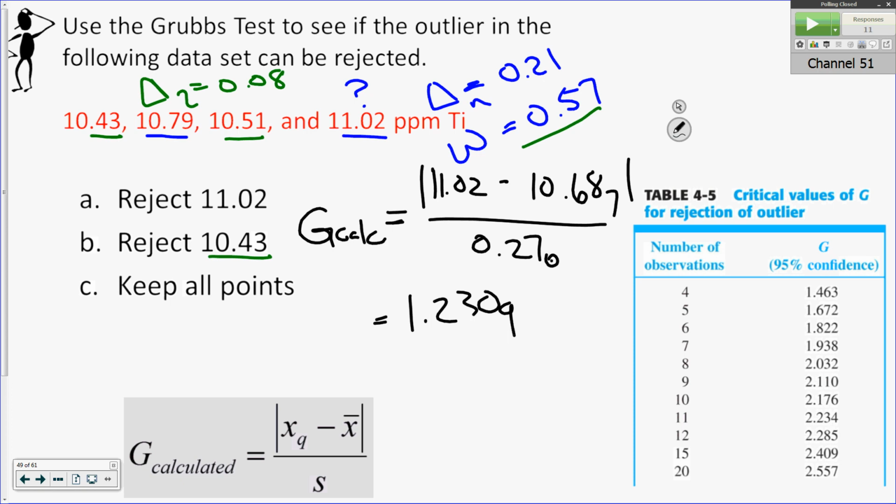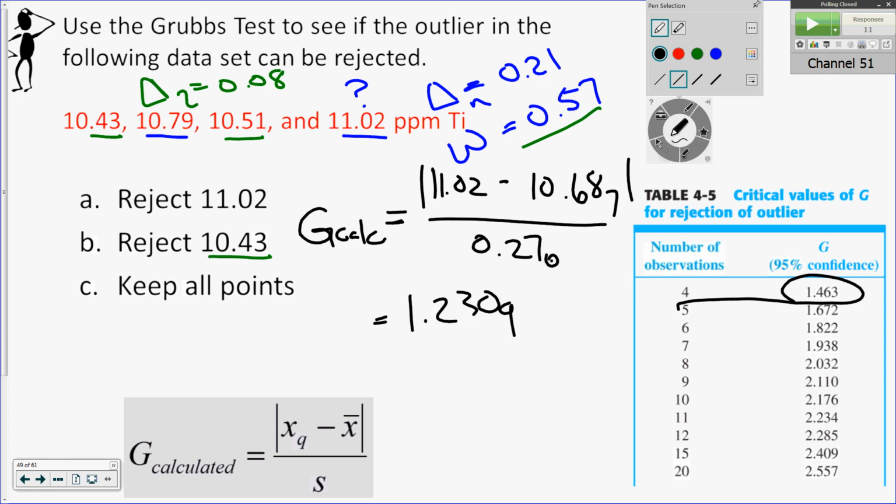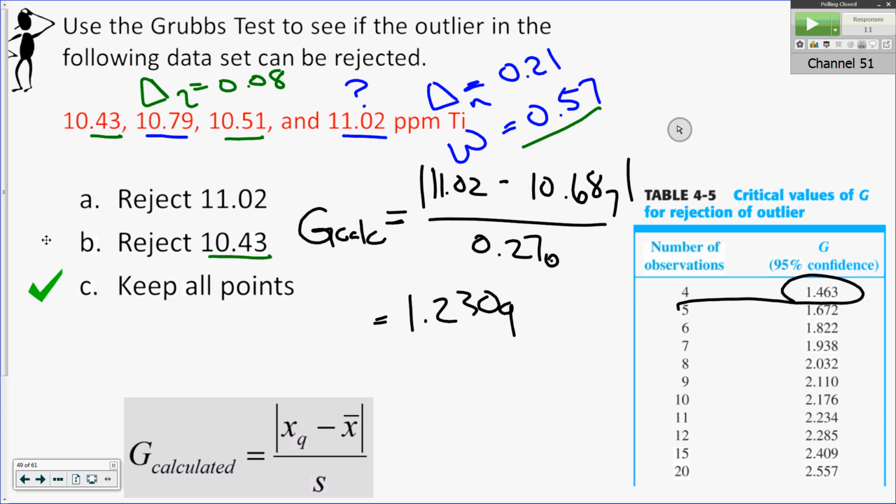With 4 observations, it would have to be greater than 1.46. It's not. That means I've got to keep them all. Okay. That's the way the Grubbs test works.